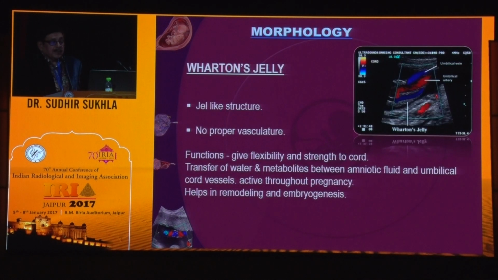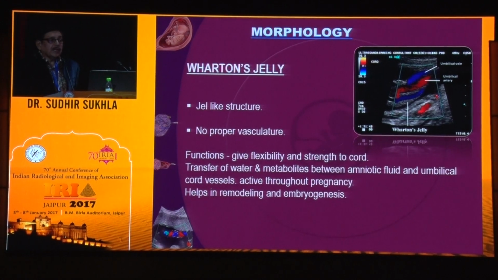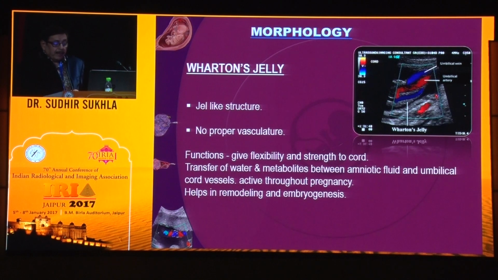Here is the Wharton's jelly. You see the cord, artery and vein, and Wharton's jelly marked by the arrow. It's a gel-like structure. It has no proper vasculature, but it helps. It gives flexibility and strength to the cord, and it transfers water and metabolites between the amniotic fluid and the umbilical cord vessels. It is a bidirectional transfer of water and metabolites. So it is very important, and it helps in remodeling and embryogenesis.